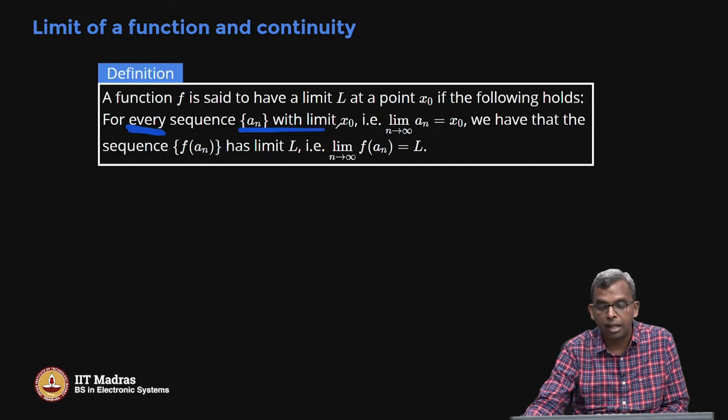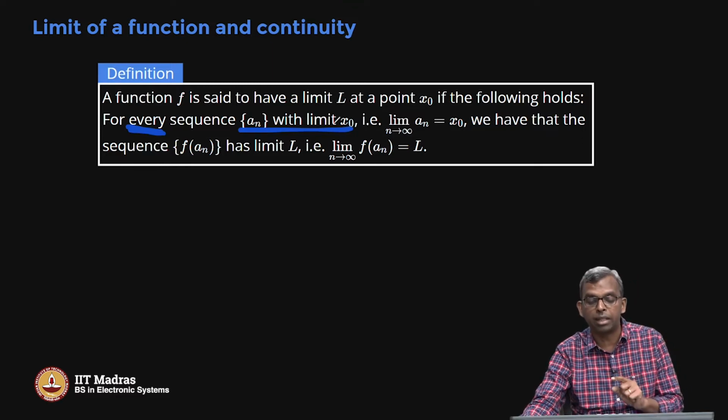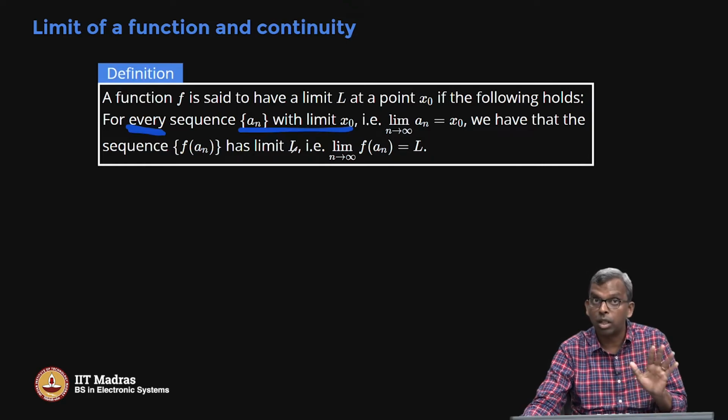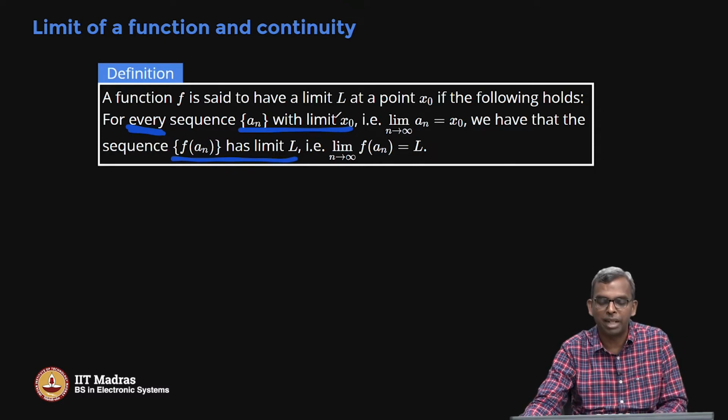Okay, so a_n has limit x naught, not just any one a_n. It's not enough if for one a_n with limit x naught, f of a_n has limit L. That's not what this definition is saying. For every possible sequence that you can cook up with limit x naught, if you hit that sequence with f, making it f of a_1, f of a_2, etc., that sequence has to have the same limit L. Okay, in that case, we say that the function f itself is said to have a limit at the point x naught.